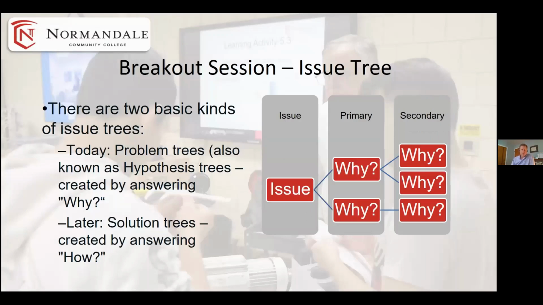And so the breakout session, what we're going to do is build an issue tree. And there's really 2 kinds of these. There's problem trees, and that's really what we want to do today. We don't want to get too far ahead of ourselves. And so the problem tree starts with the basic issue, and then you just simply start asking why.